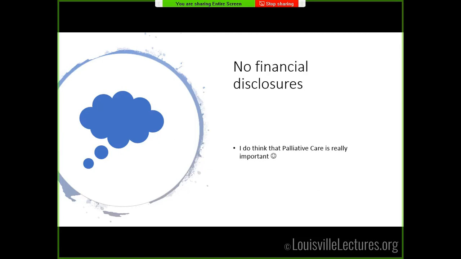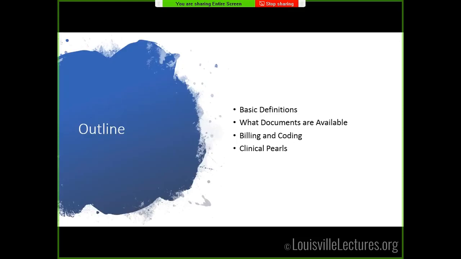Okay. So I have no financial disclosures, sadly, which is pretty rare in the palliative world, but I do think palliative care is very important. So this is just the overview of what we're going to talk about today: the basic definitions of what advanced care planning is, what documents are available, billing and coding, and then some clinical pearls.